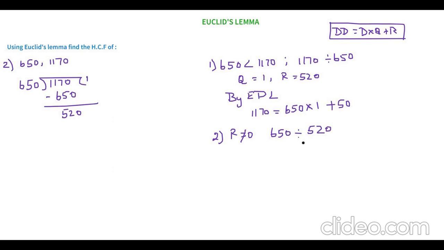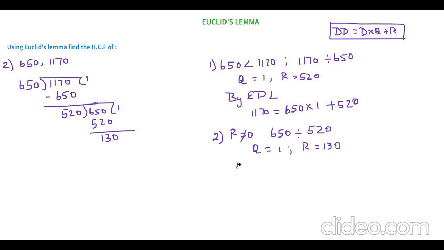The remainder has become the divisor. So now let's divide this 650. So 520 times 1, 520. Let's subtract this. We get 130. So when we divided 650 with 520, what was our quotient? Our quotient is 1 and the remainder is 130.